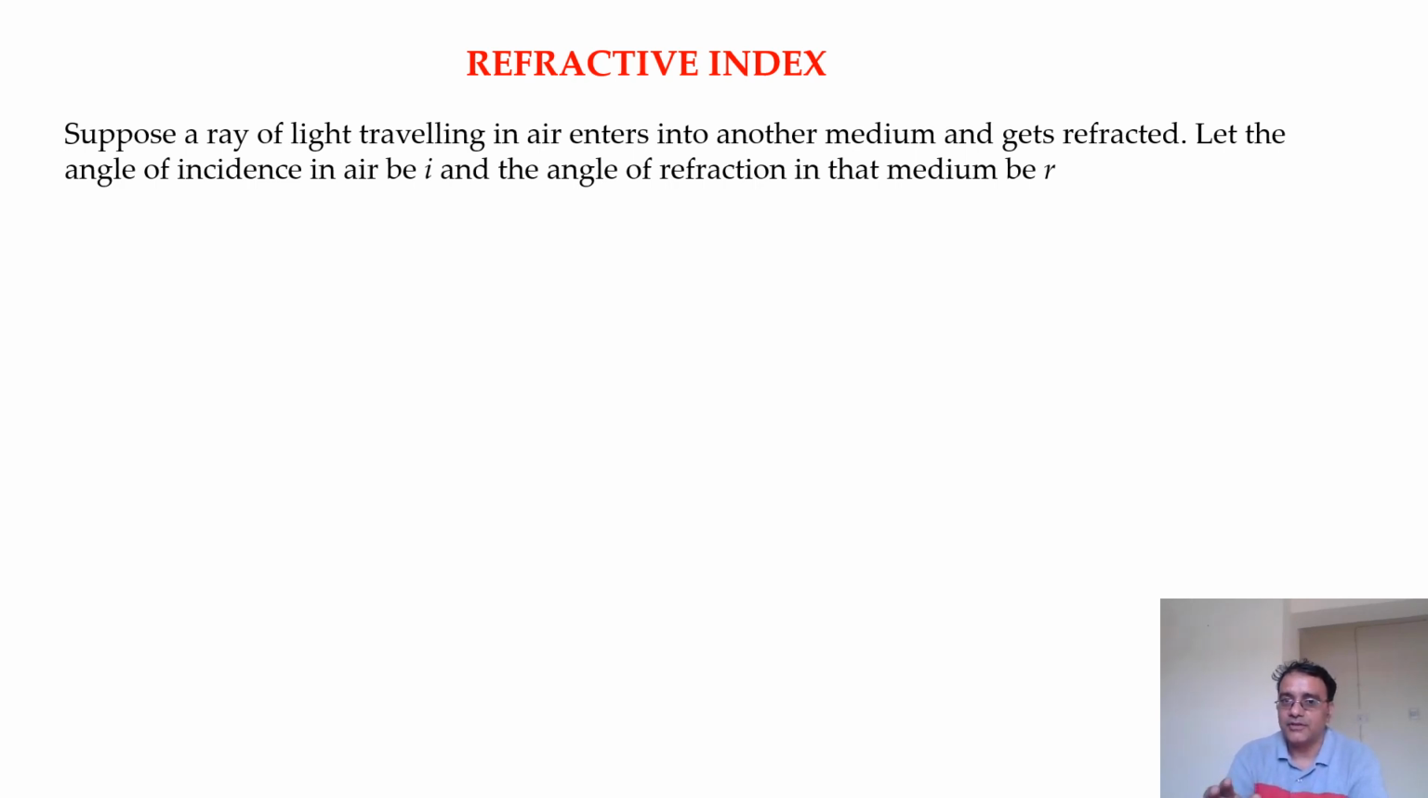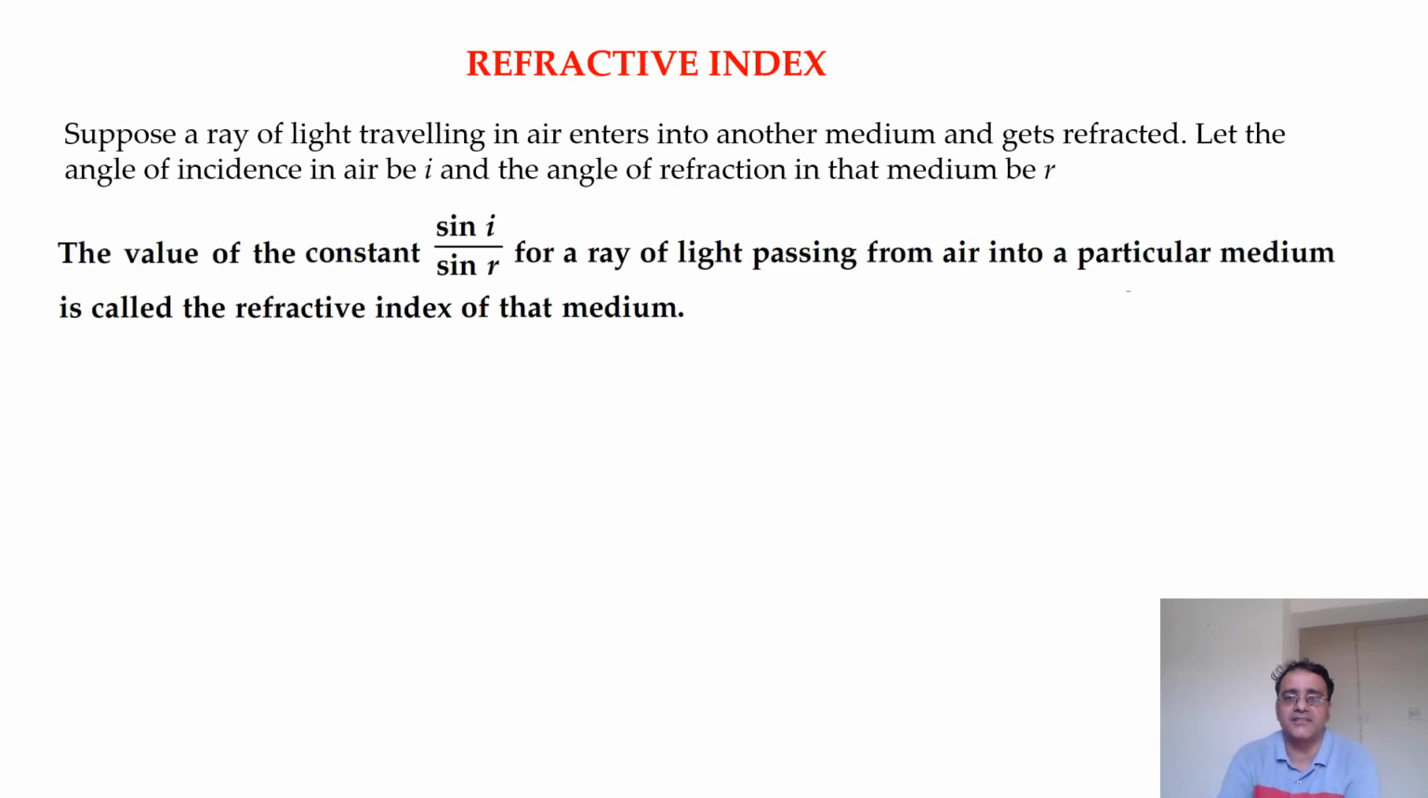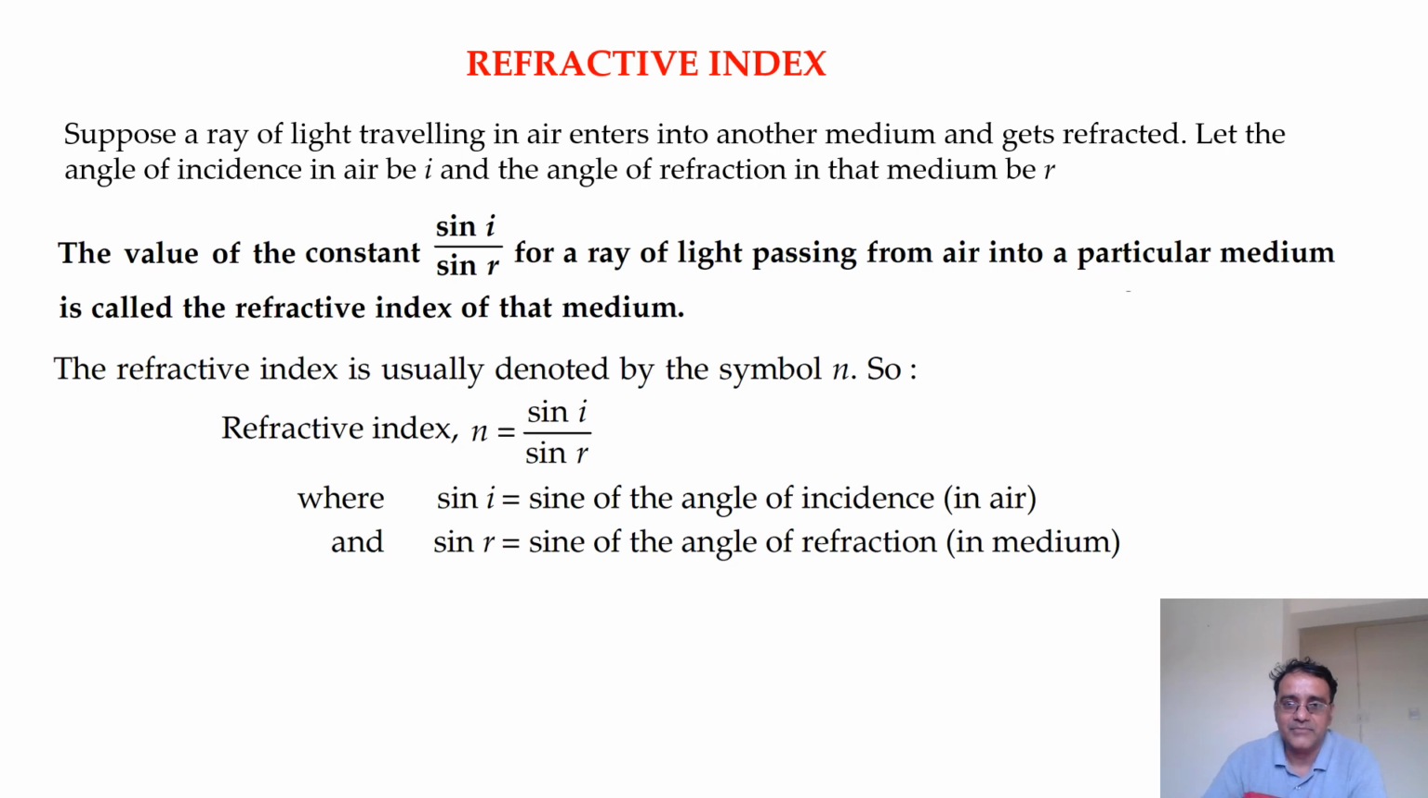So this is denoted by small letter n actually. The value of the constant sin i by sin r for a ray of light passing from air into a particular medium is called the refractive index of that medium. So it is usually denoted by small letter n, and so n is equal to sin i by sin r. What is sin i? Sine of the angle of incidence. Sin r, sine of the angle of refraction.